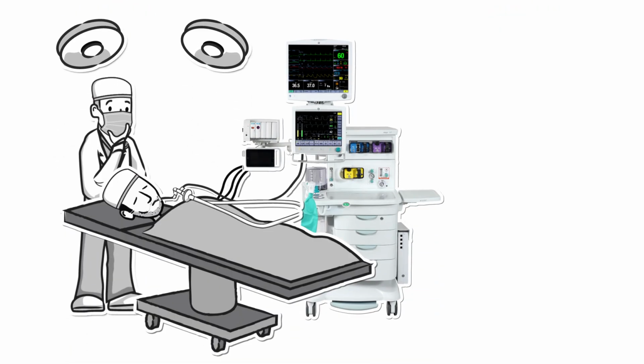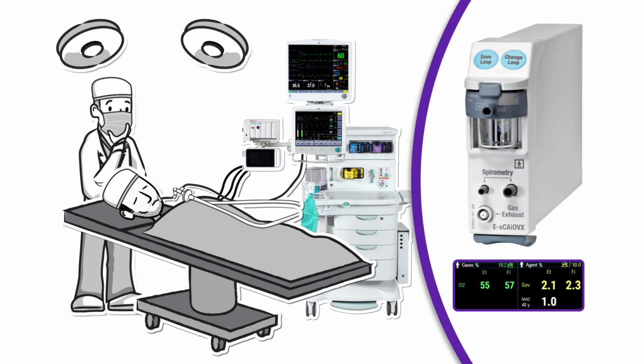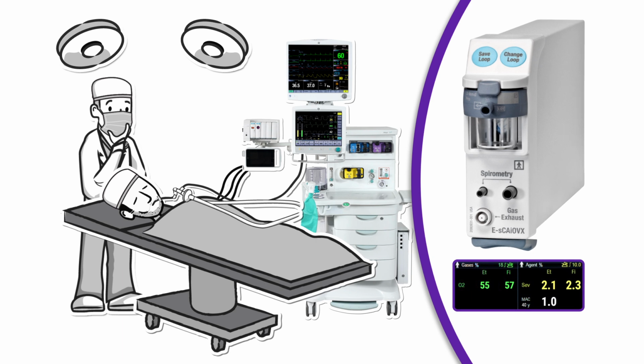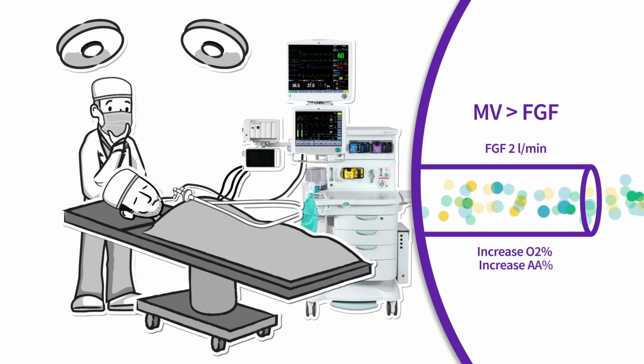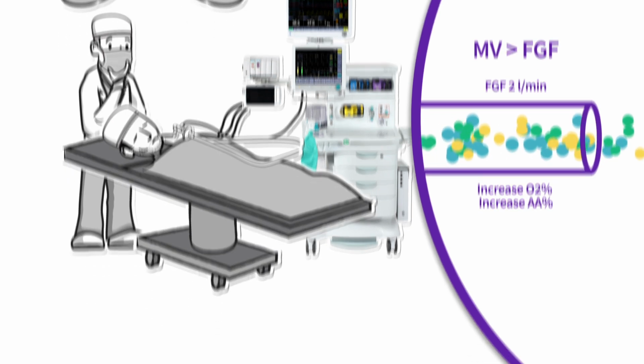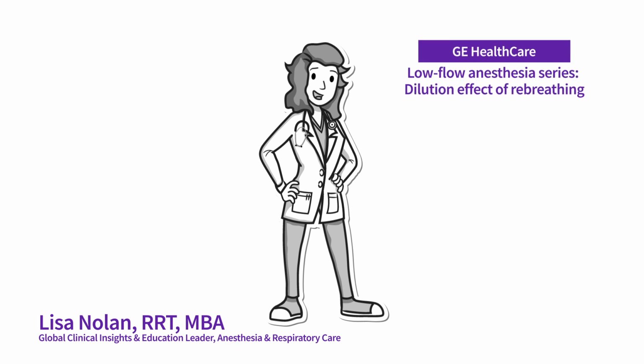So, how do you adjust for effects from the dilution effect of rebreathing? Use a gas analyzer that measures both inspired and expired gases and anesthetic agent. Titrate oxygen and anesthetic agent concentration for a given fresh gas flow and patient minute ventilation, as this may require a higher vaporizer and oxygen setting. Understanding the dilution effect of rebreathing is as easy as that on GE Anesthesia Delivery Systems.